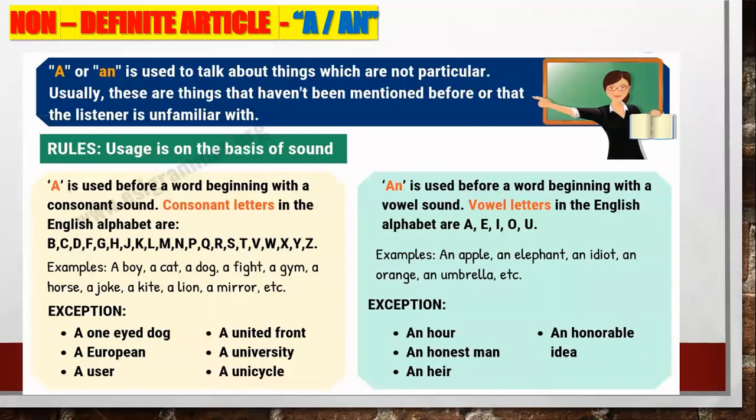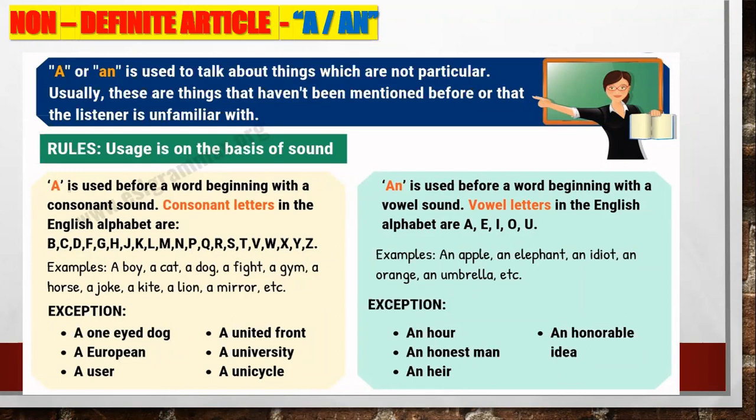The other example, a European. A European. Oh, teacher, you start with the letter E. No. The rule here applies to the pronunciation. You start this word with a consonant. Oh, please, your microphones. Don't forget to turn off your microphones. European. You start with the consonant yeah. You. You don't say an European, no. European. That's why we use a user, a united front, a university, a unicycle. And notice, don't follow the spelling. You must follow the pronunciation.